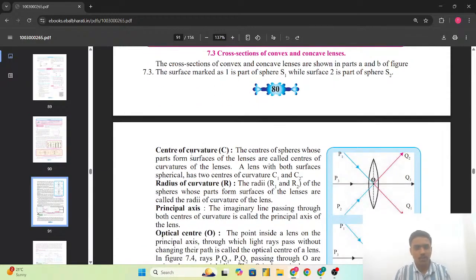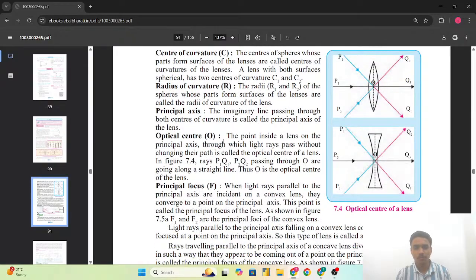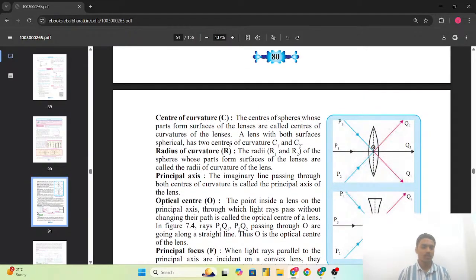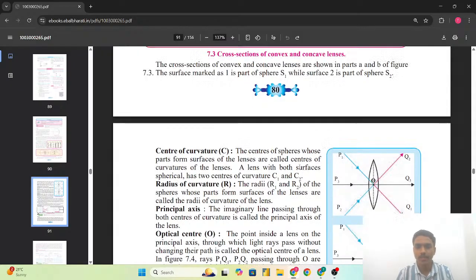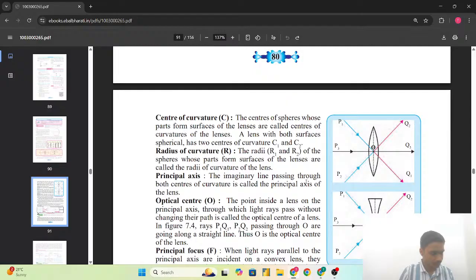Center of curvature, radius of curvature, principal axis, optical center, principal focus: all these terms that we studied with respect to mirrors in class 9, we are going to study all these terms and concepts as compared to lenses.